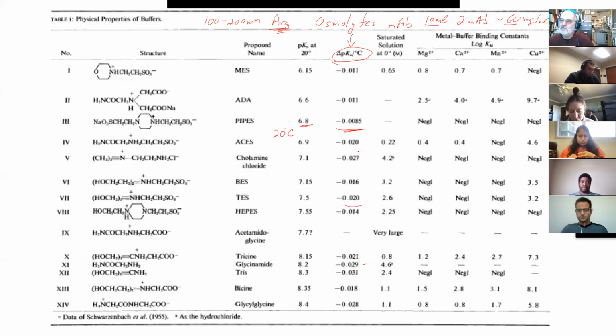If the stability of your system depends on the pH, then you have to adjust the pH at room temperature to be the right pH under the conditions at which you're going to work. All right. It's going to change, and it's going to potentially change a lot.